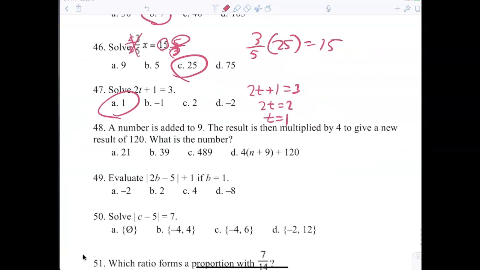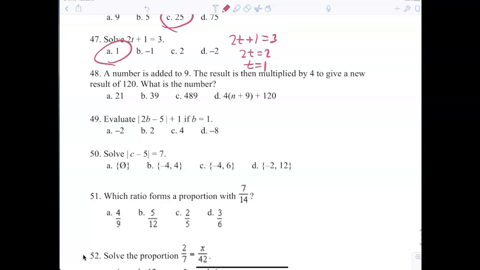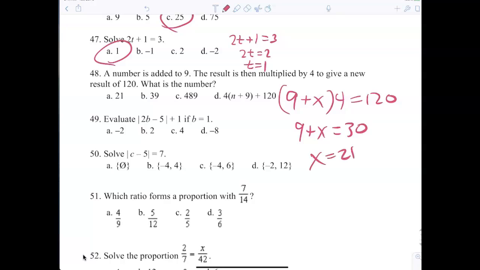All right, here we go. A number is added to 9. So a number which we don't know is added to 9. The result is then multiplied by 4 to give a result that is what? 120. Did I agree with that? Now instead of distributing, I can just do what? Divide. So 9 plus x equals 30. So x equals 21.